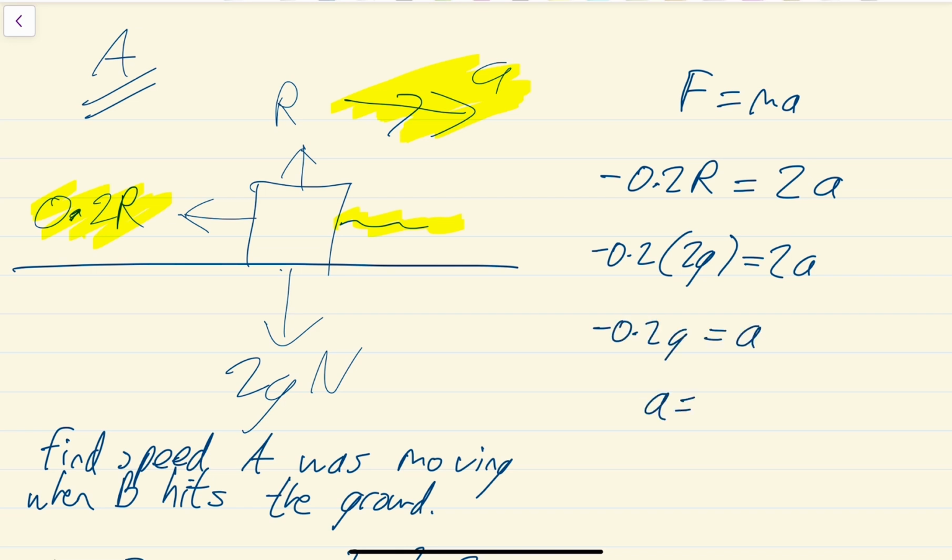Your a works out to be minus 0.2 times 9.8. My a works out to be, and that's a nice answer, minus 1.96.